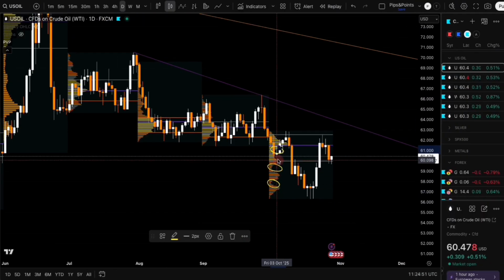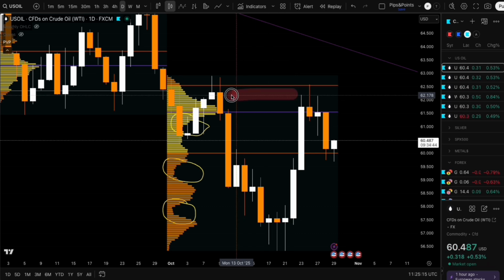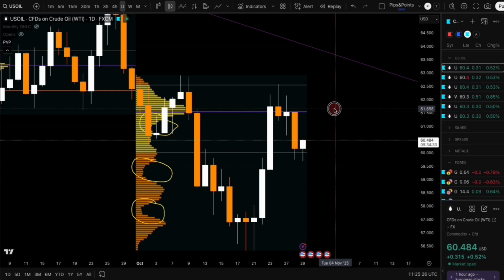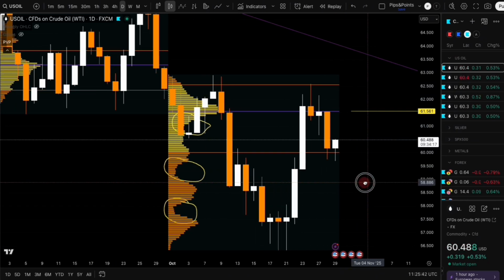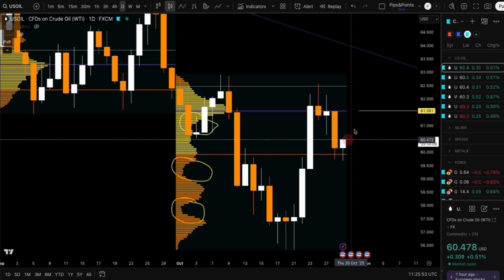Price is currently sitting in the value area high of the volume profile. That is this area right here, and it is heading in the direction of the point of control, which is this level right here. The price point for the point of control is currently sitting at $61.56. So this is where the point of control is right now, and price is currently sitting, at the making of this video, at $60.47.